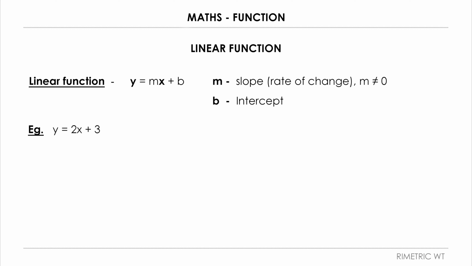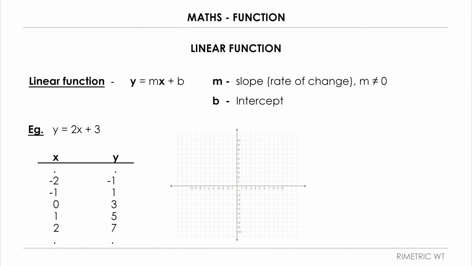For example, let's say our function is y equals 2x plus 3. This function means that for every value of x, you multiply it by 2 and then add 3 to get the corresponding value of y. For each value x, the function will have a value of y, as shown. The graph of the function will be as shown.